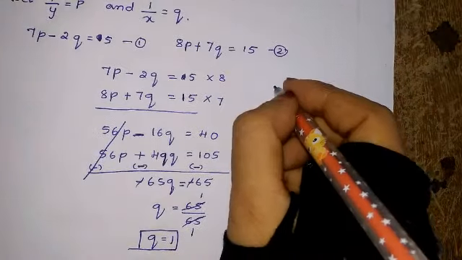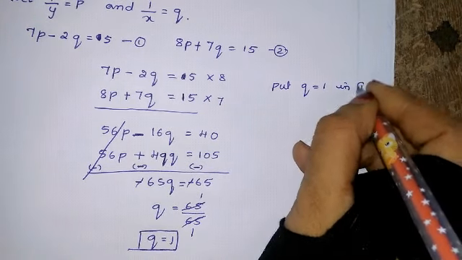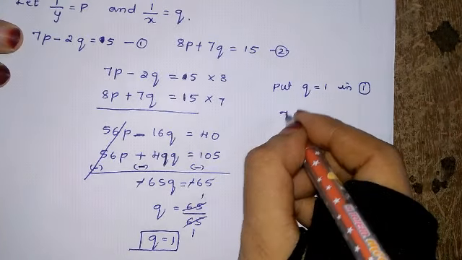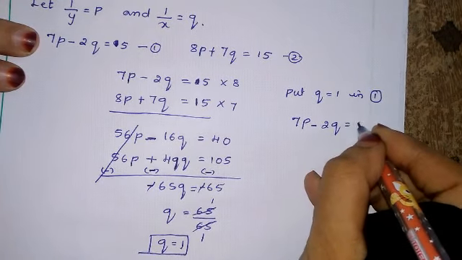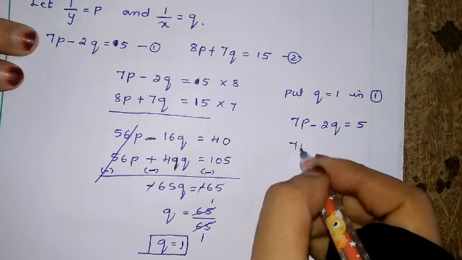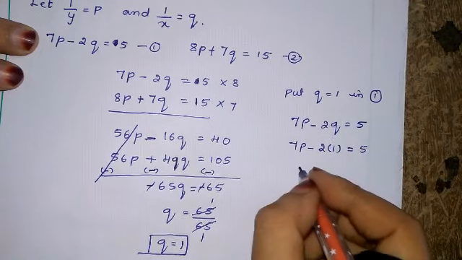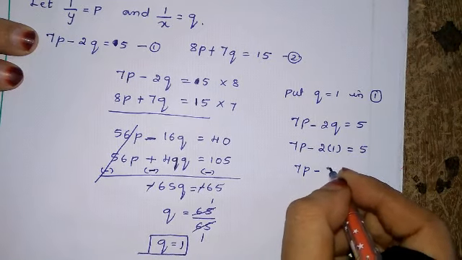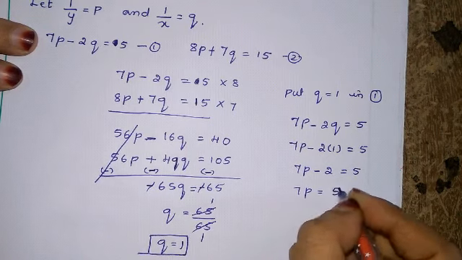Put q is equal to 1 in any equation. Let us take 7p minus 2q is equal to 5. Okay, so 7p I will write as it is, minus 2 into 1 is equal to 5 because q value is 1. 7p minus 2 ones are 2 is equal to 5. 7p is equal to 5 minus 2.